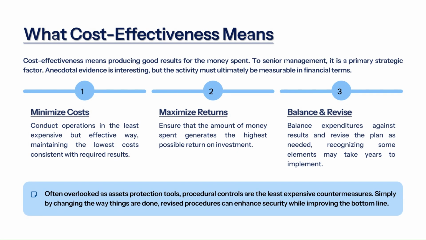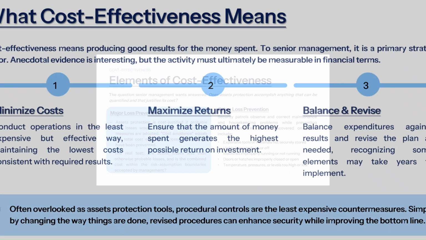Cost effectiveness means achieving the best possible protection outcomes with the resources available. It involves minimizing costs while maximizing returns and carefully balancing risk. Security programs must justify expenses by demonstrating measurable reductions in loss or risk exposure. Leaders want assurance that funds are being used efficiently and strategically. Ultimately, cost effectiveness ensures that security contributes real value rather than being viewed solely as an expense.